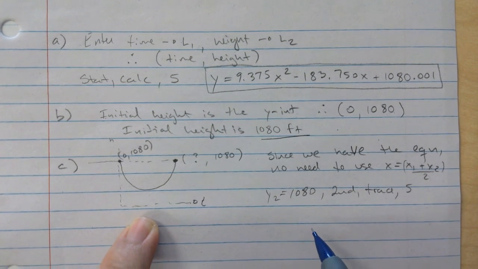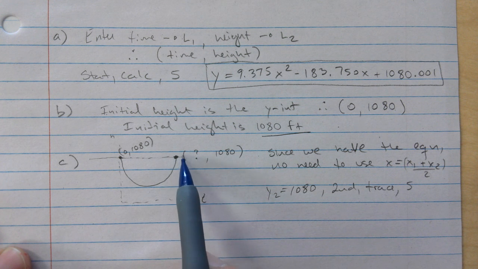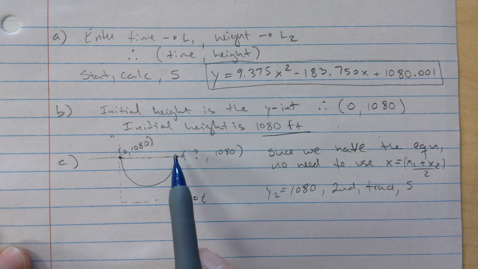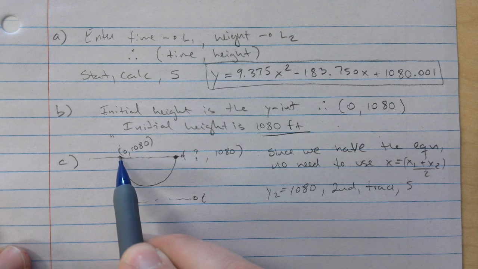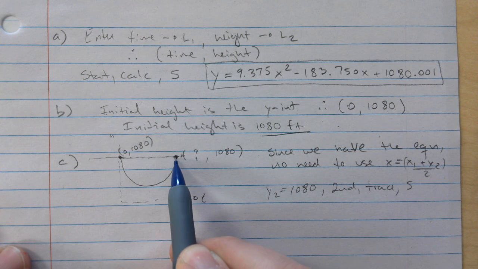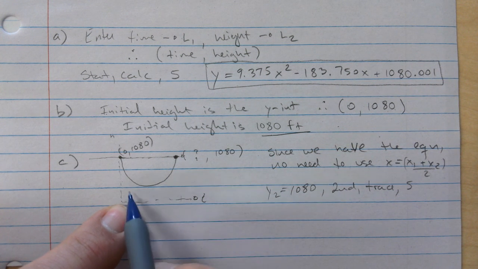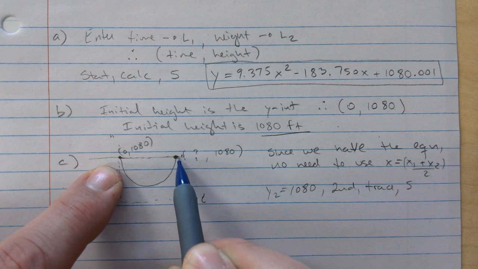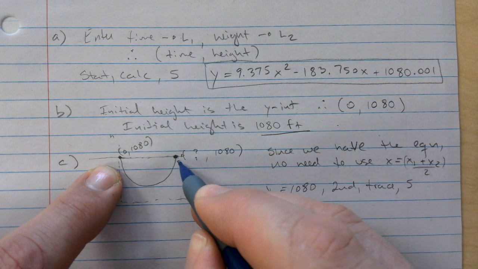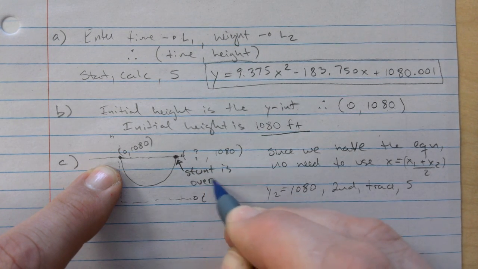I'm going to draw a line at height 1080, and if I find this across here, I know how long the stunt took. It took from time 0 till you get back to it. So this doesn't have an x-intercept. A lot of our questions had an x-intercept, so I had to tell you, when is this over? It's over right here, so I will just make an arrow there. Stunt is over.